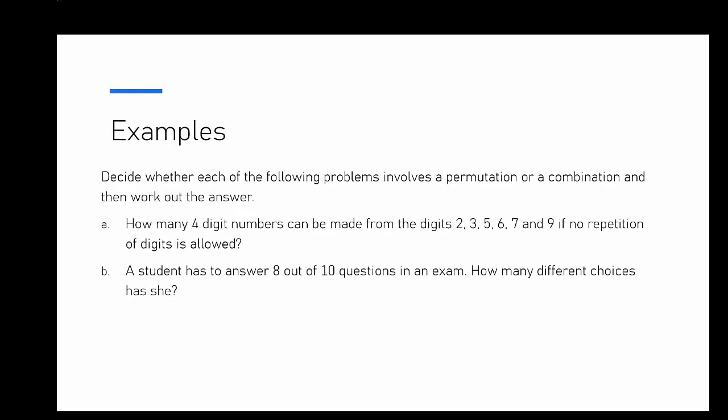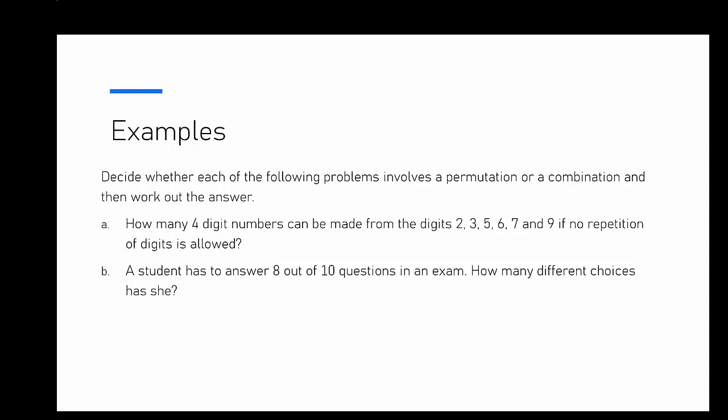First example we're going to look at is deciding whether each of the following problems involves a permutation or a combination, and then we're going to go through and work out the answer. Our first one is: how many 4-digit numbers can be made from the digits 2, 3, 5, 6, 7 and 9 if no repetition of digits is allowed?